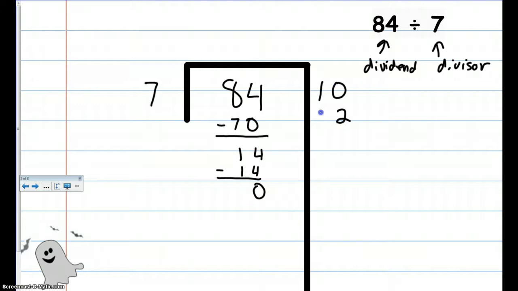Now these numbers over here on the outside need to be added together. And so that gives me 12. And 12 is my quotient, which goes on top of the house. So I started off with the easy basic fact so you could see the steps. Let's do this again.